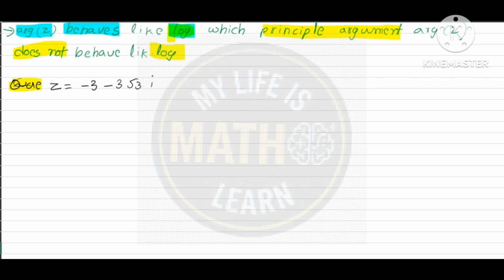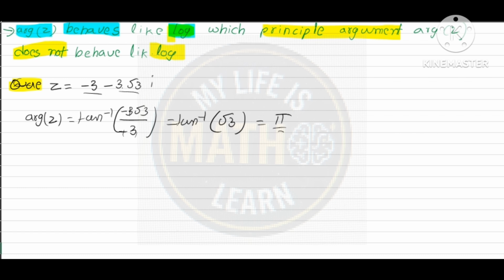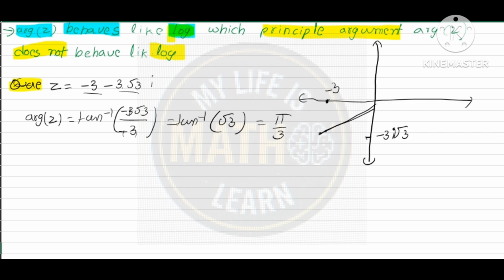Let's solve one question. z is equal to minus 3 minus 3 root 3 i. So arg z is equal to tan inverse of minus 3 root 3 by minus 3, which is tan inverse of root 3, which is pi by 3. But don't take the direct value pi by 3. Look, minus 3 minus 3 root 3 i is in the third quadrant, so the angle made by the third quadrant is pi by 3 with the x-axis.